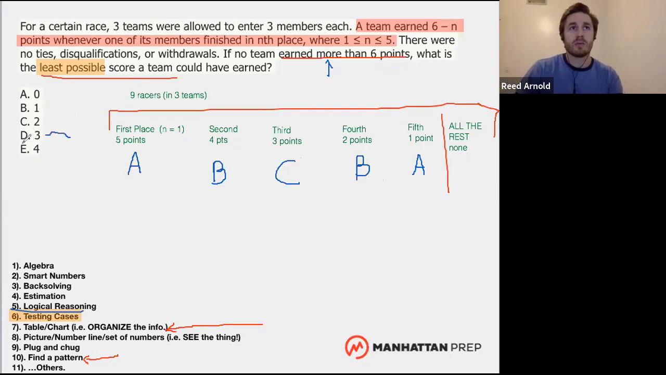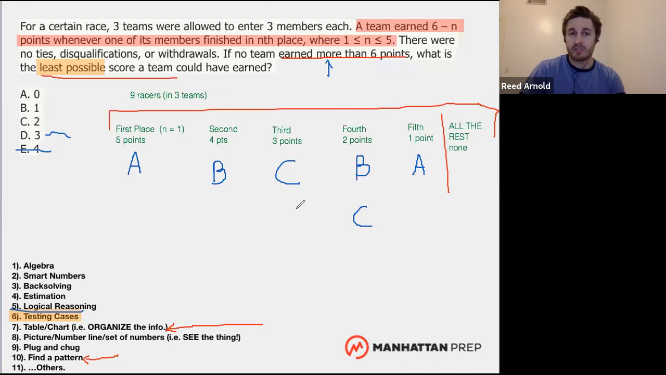The question is, can we know 4 is out? Can a team get 2, 1, or 0? And you might try to test another case here. You might try to say, okay, let's make C only get 2 points now. And that's the only points they're going to get because we're trying to get less than 3.